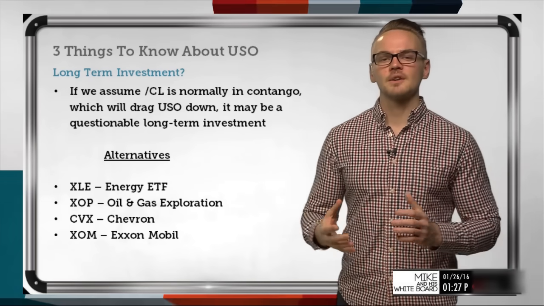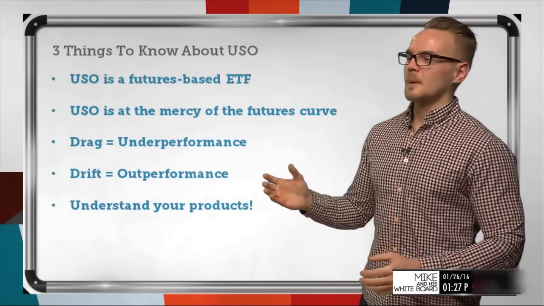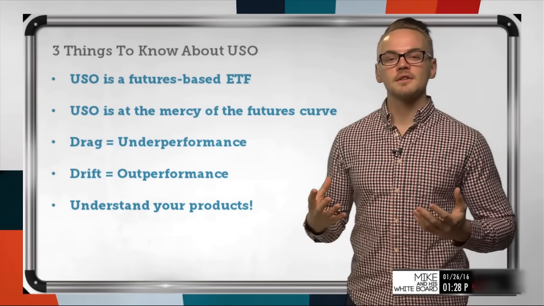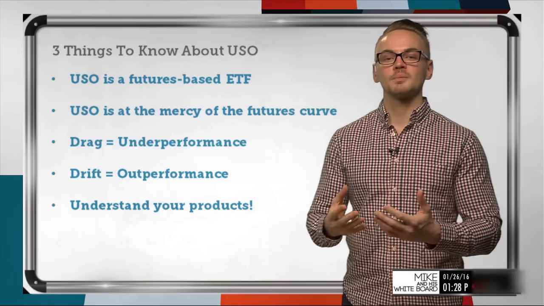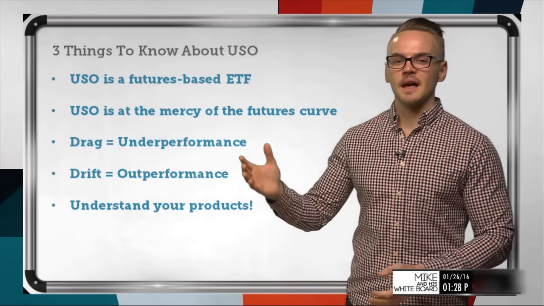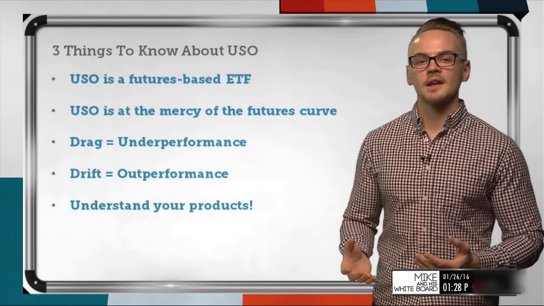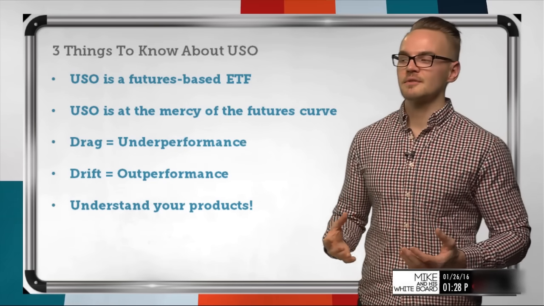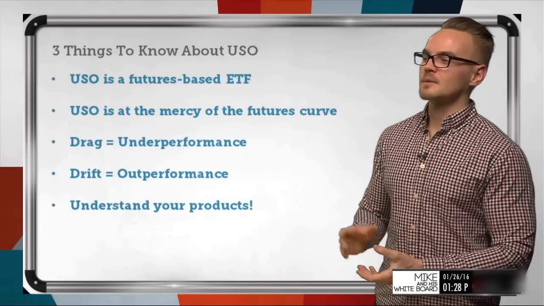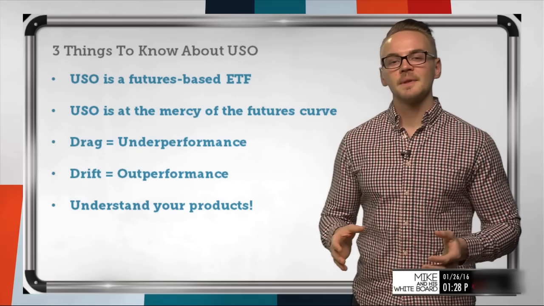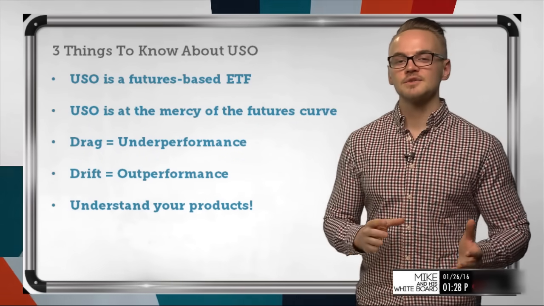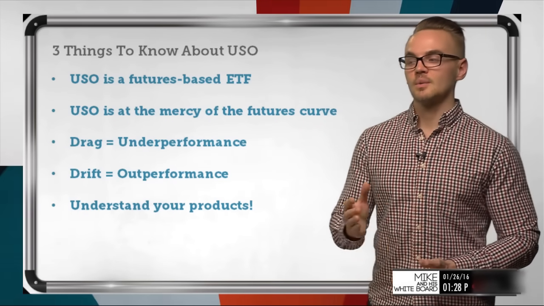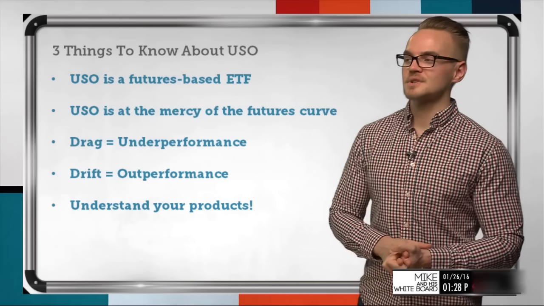So let's wrap all this together with some takeaways. The number one takeaway is that USO is a futures-based ETF. There are other ETFs that are not futures-based, they're physical product-based. If you look at products tracking gold or silver, a lot of those are going to be physical-based. They've got the physical bars of gold or silver, and they're basing their future value off of that. But with USO, since it's a futures-based ETF, it does have the effect of drag and drift based on whatever the futures contract that USO is looking at will have. So USO is at the mercy of the futures curve.